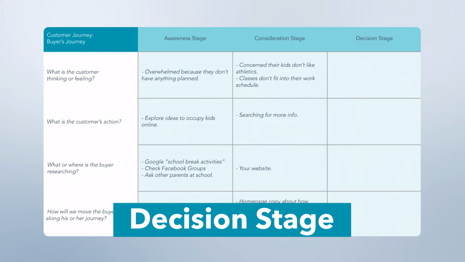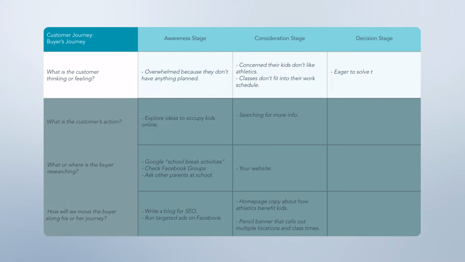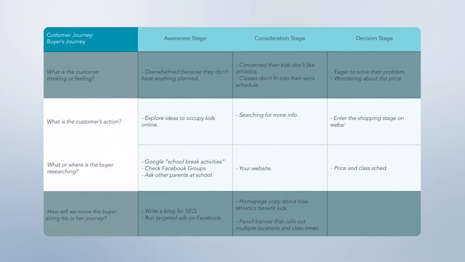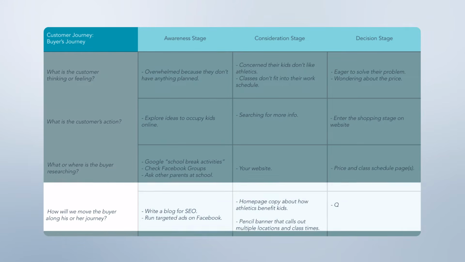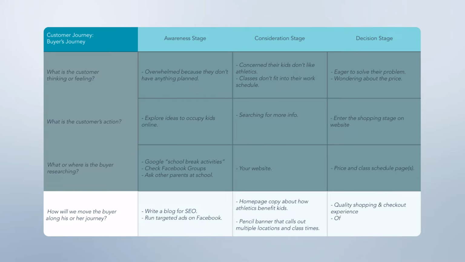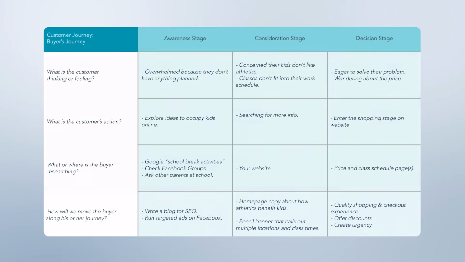By now, the customer is invested, having spent time in the consideration stage. They're probably feeling eager to solve the problem and move on with their day. They're also probably wondering about things like price, which is why you want to get them to your shopping page with prices easily visible and sign up just one click away. To close the deal, you might want to offer discounts or create urgency by letting the customer see how many open slots are left in the class, or a countdown timer showing how many days until school vacation starts. You'll know what works best for your market.